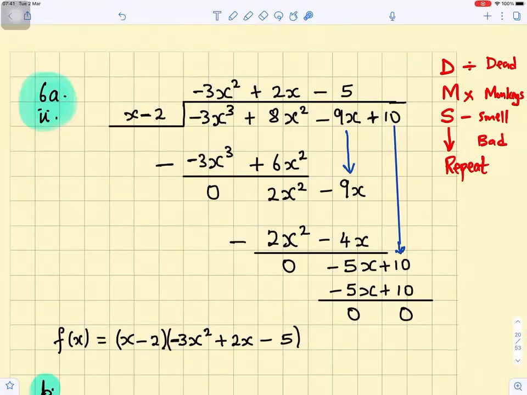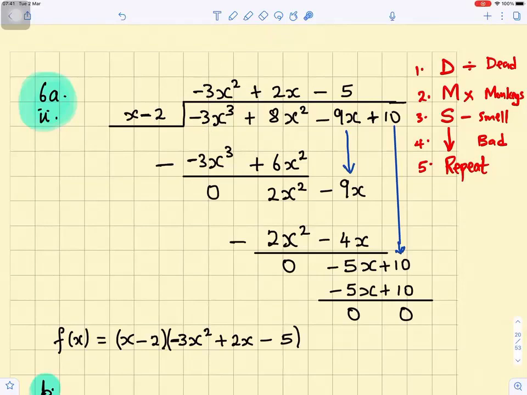Number two, we multiply. So if I call that 1, 2, 3, 4, 5. Number two is multiply. So we do minus 3x squared times x. It gives you minus 3x cubed. You write it directly under. Minus 3x squared times minus 2 gives you plus 6x squared. Minus and minus gives you a plus. 3 times 2 gives you 6. And then there's an x squared. You write it under that.